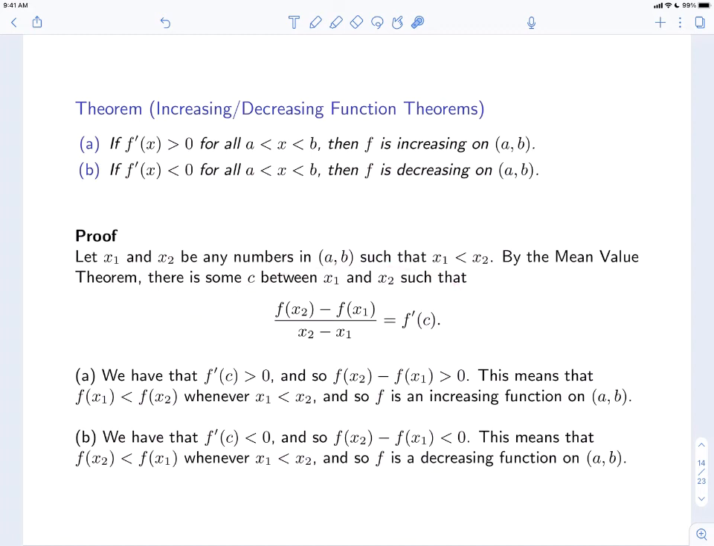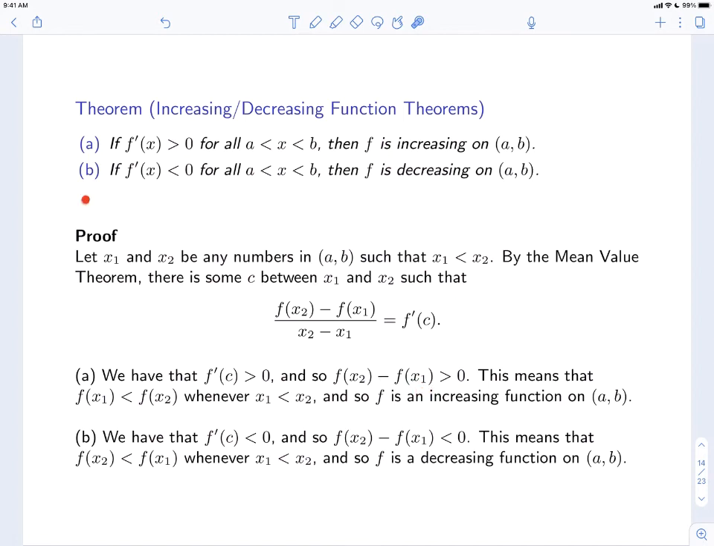Now, if we're starting with a, then that means the derivative has to be positive. So if this value is equal to the derivative, and that derivative is positive, then that means that the numerator must be positive. The denominator is definitely positive, since x2 is bigger than x1. If we assume that the derivative is also positive, then that means the numerator must be positive. So f at x2 minus f at x1 is positive. Well, that just means that f at x2 is greater than f at x1. And that means that f is getting bigger, so it's an increasing function. Remember, this is true for any x2 greater than x1.